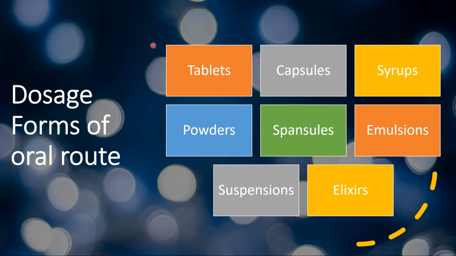So the dosage forms of the oral route include tablets, capsules, syrups, powders, spansules, emulsions, suspensions, and elixirs, that are sugar containing alcoholic preparations.